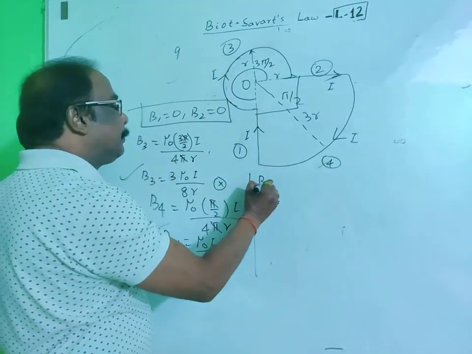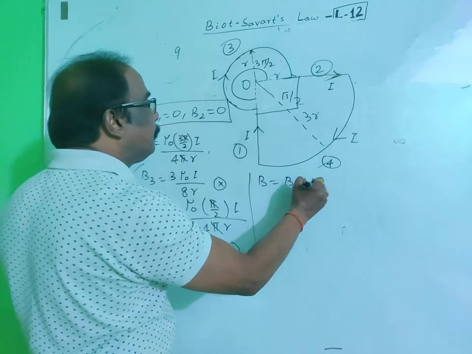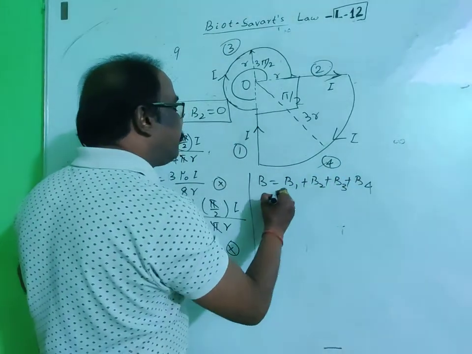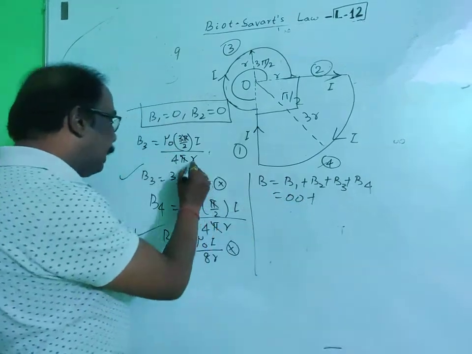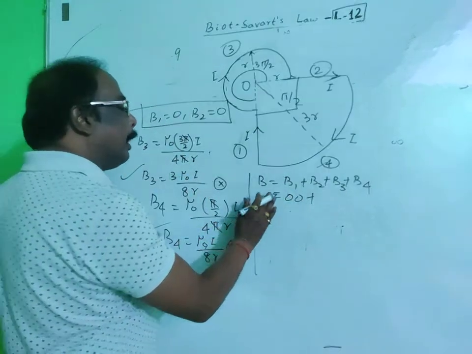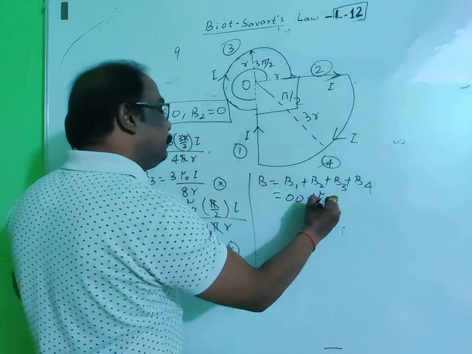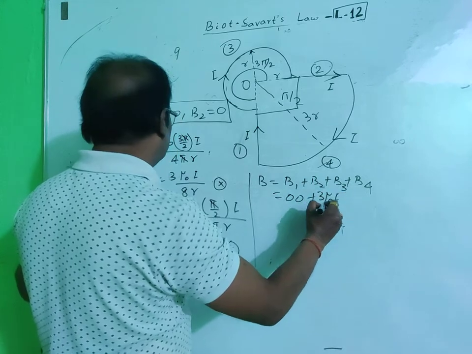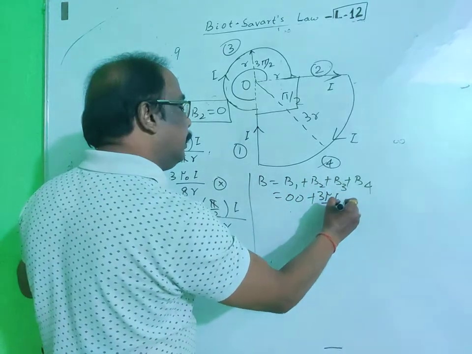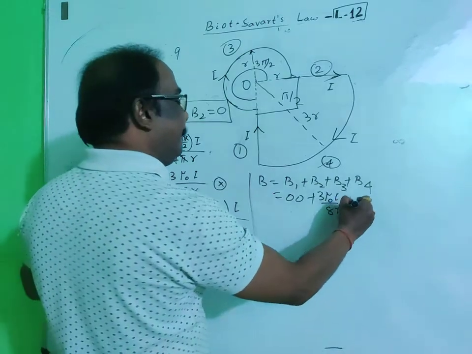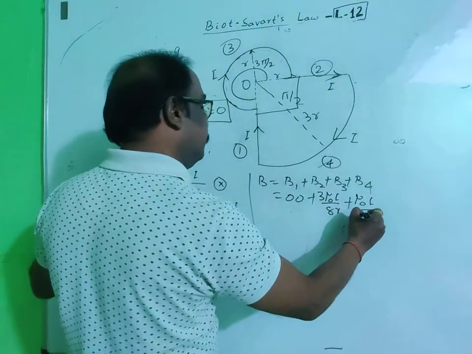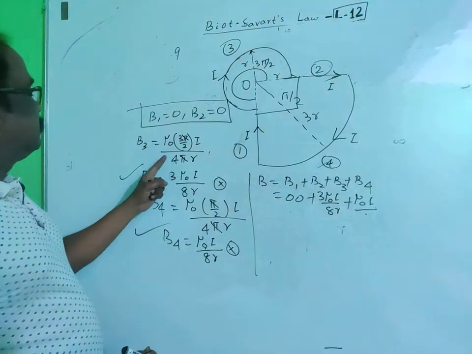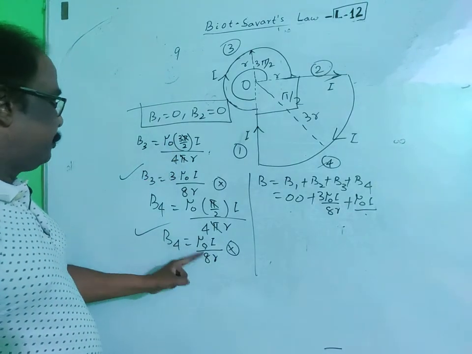Then the total magnetic field B is equal to B1 plus B2 plus B3 plus B4. These two are 0. B3 and B4 are in the same direction, so we can add. B3 is mu naught I by 8R, plus B4, mu naught I by 8R.